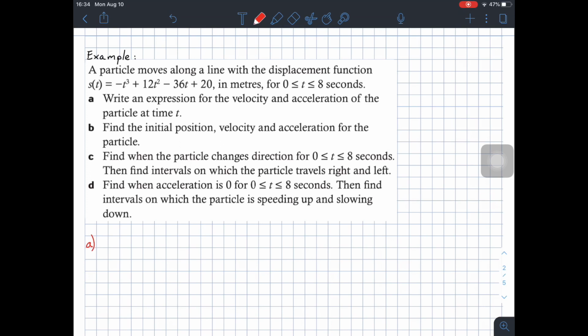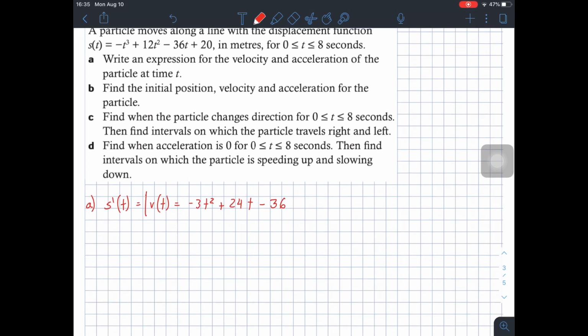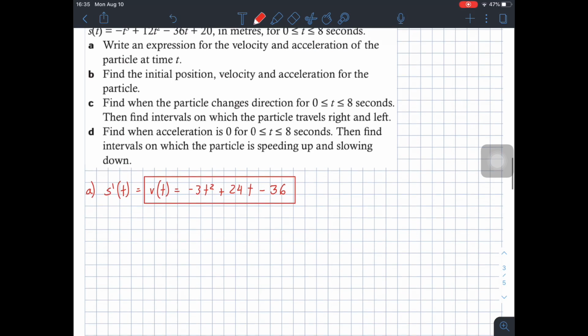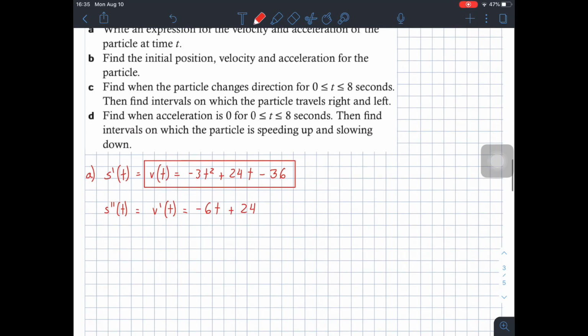We already know how to find the velocity. If we differentiate the displacement function, we get the velocity function, which in this case is negative 3t squared plus 24t minus 36. This is our velocity function. And if we want to find the acceleration function, we just need to find the second derivative of the displacement function. That is s double prime of t, which is the same as v prime of t, the first derivative of velocity. If I differentiate this expression again, we get negative 6t plus 24, and this is the acceleration function.